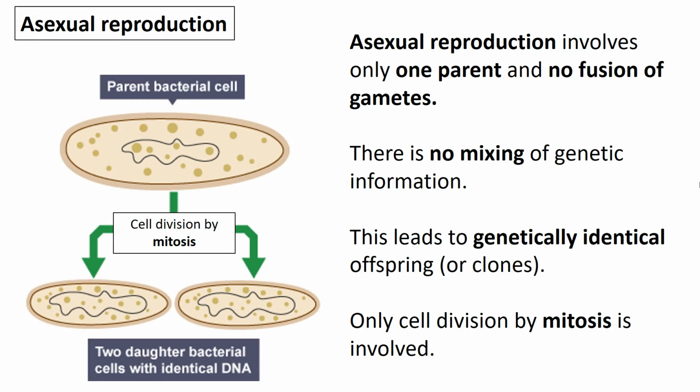That means there's no fusion of gametes. And if you remember, the definition of a gamete is a sperm or egg or pollen cell. This means if there is no fusion of gametes, there is just a copying or cloning of that original parent cell. So there's no mixture of information. And the outcome is to have genetically identical offspring, identical to each other and identical to the original parent cell. The only type of cell division involved with asexual reproduction is mitosis.